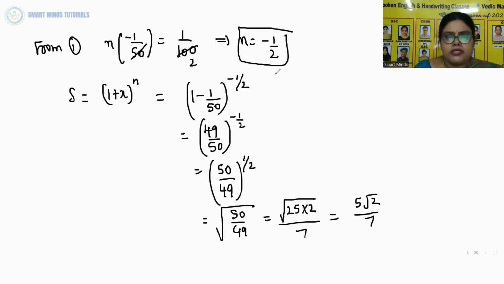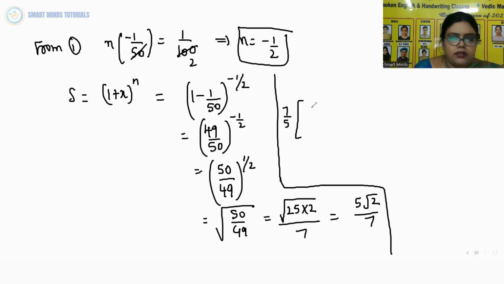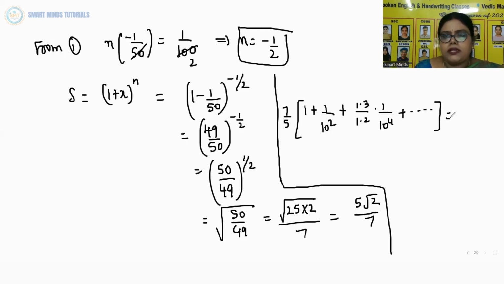But the question is 7 by 5 into this expression. So 7 by 5 into this 1 plus 1 by 10 square plus 1 into 3 by 1 into 2 into 1 by 10 power 4 plus so on. That is 7 by 5 into 5 root 2 by 7. 5, 5, 7, 7 get cancelled. The answer is root 2.